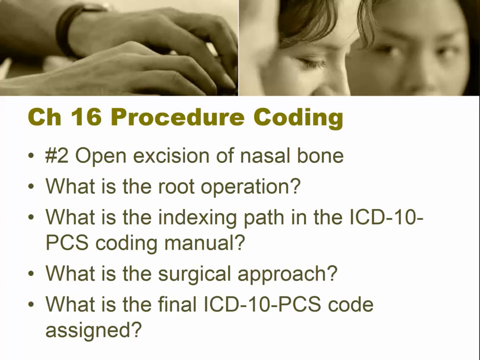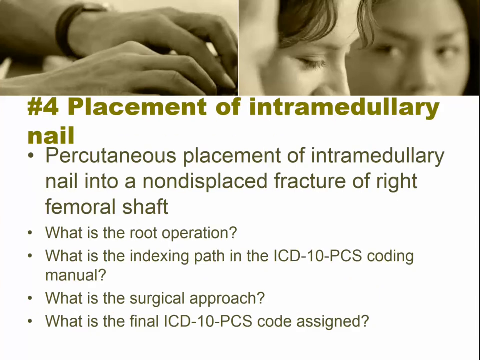chapter 16. For number 4, the clinical statement states the patient is having a percutaneous placement of an intramedullary nail into a non-displaced fracture of the right femoral shaft. Again, as you are reading that clinical statement, what is the root operation? Based on your knowledge of ICD-10 PCS, and the information you learned from chapter 16, what would you state is the root operation? Then, using that as a jumping off point for your indexing, you index by the root operation. What is the indexing pathway? So what is your main term, and then what is your subterm? What is the surgical approach? And what is the final ICD-10 PCS code?